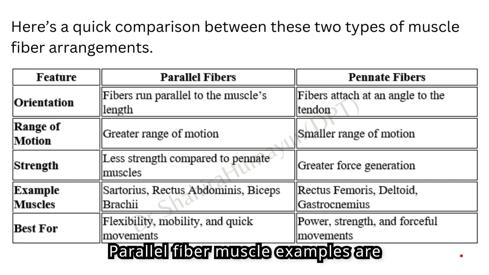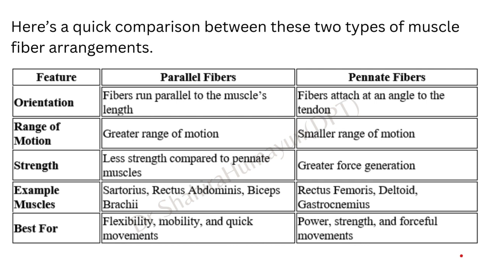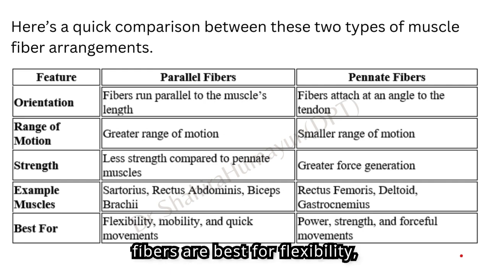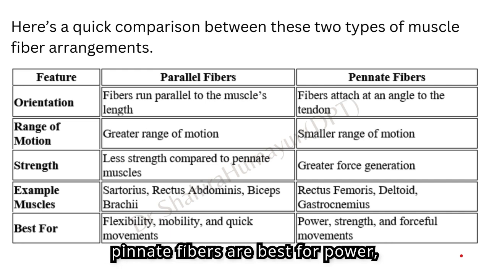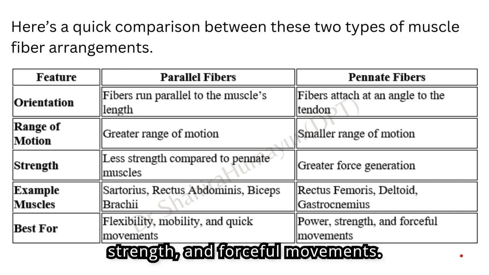Parallel fiber muscle examples are sartorius, rectus abdominis, bicep brachii. Pennate fiber examples are rectus femoris, deltoid, gastrocnemius. Parallel fibers are best for flexibility, mobility, and quick movements, and pennate fibers are best for power, strength, and forceful movements.